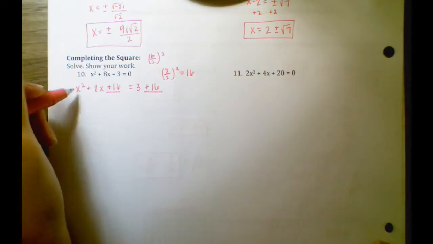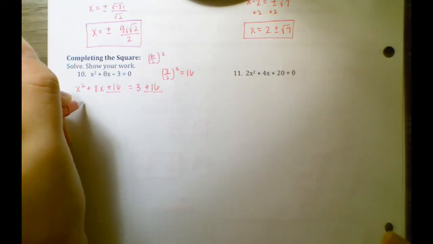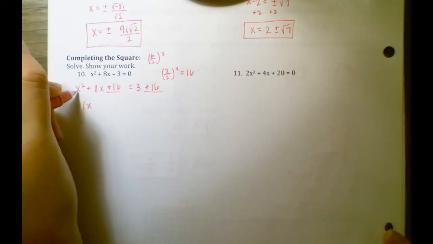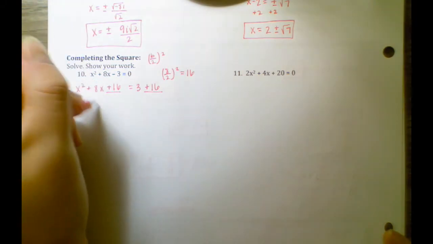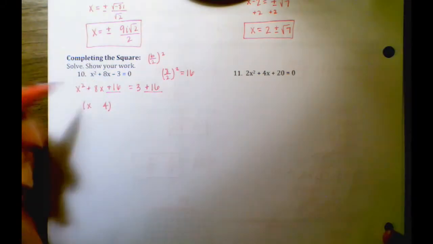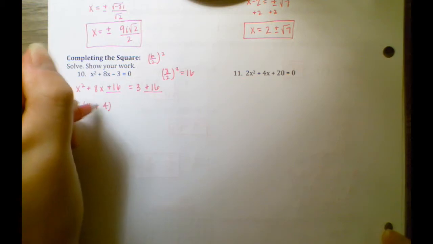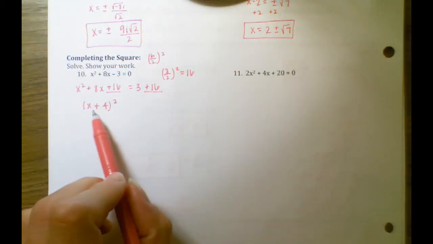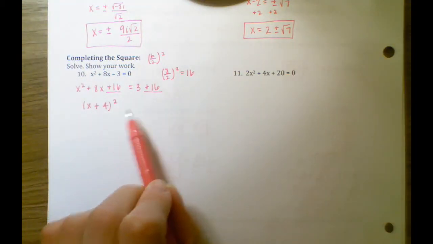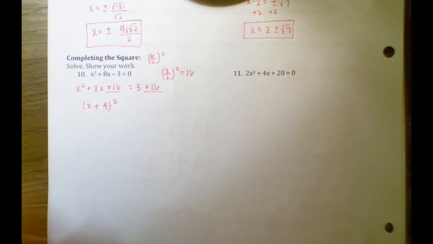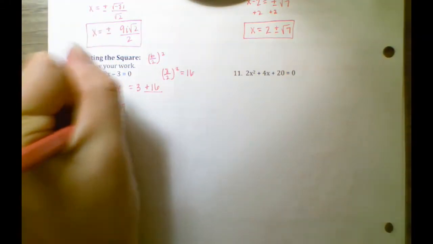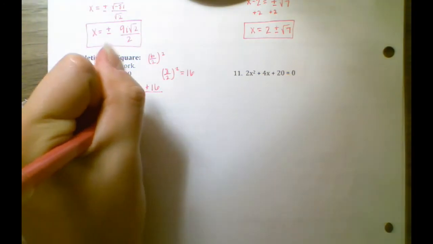Okay, now remember we factor this, and this is a perfect square trinomial. You can take the square root of the first term, which is x, the square root of the second term, which is 4. This is a plus sign, so plus, and we're squaring that. If you were to write that out as x plus 4 times x plus 4, I promise you when you FOIL it, you'll get that middle term of the 8x. Equals 3 plus 16, which is 19.